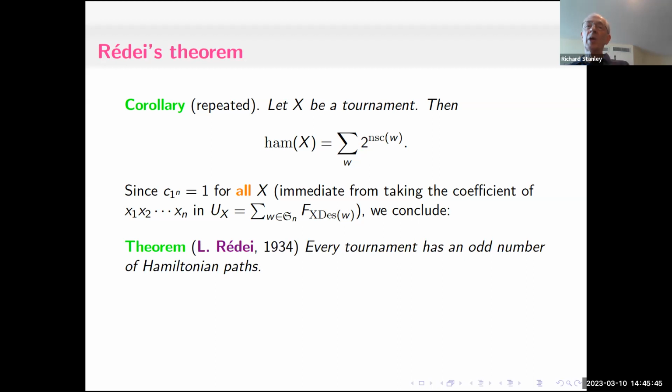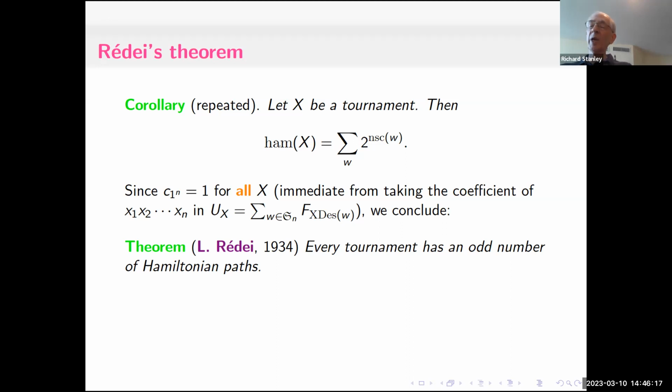So we conclude a theorem of Rédei, 1934. Every tournament has an odd number of Hamiltonian paths. Right, because for the identity permutation, we always get a 1 in this sum. Any other permutation is going to have at least 1 odd cycle, so we're going to get a 2 to some positive power.